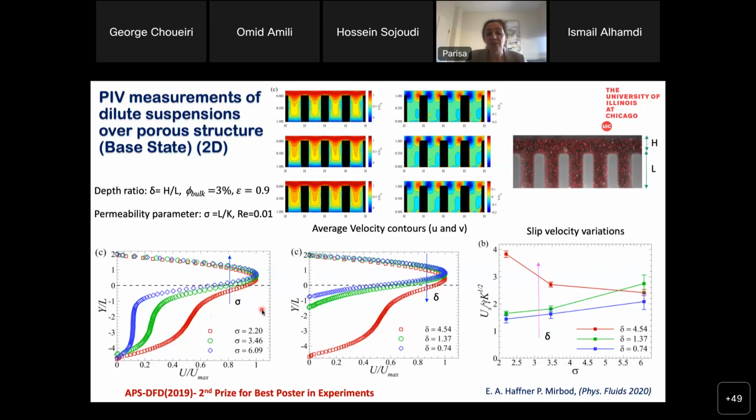What was interesting, and we define, as you increase sigma, or in other words, decrease the permeability, the location of the maximum velocity profile goes to the top wall, while when we change delta, the location would be close to the interface. We also analyzed and examined the dimensionless slip velocity for different sigma and delta, which are the depth ratio and permeability parameter.